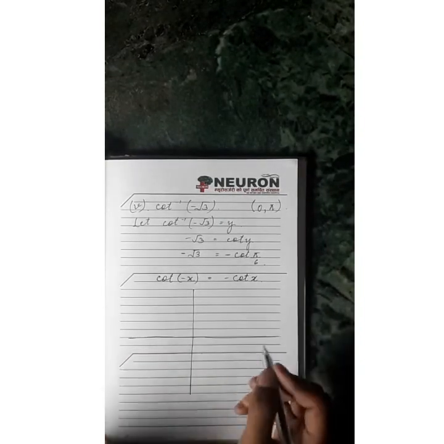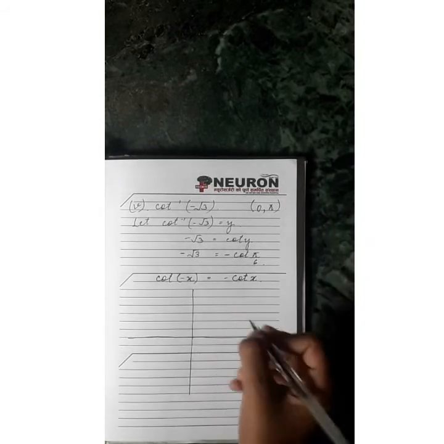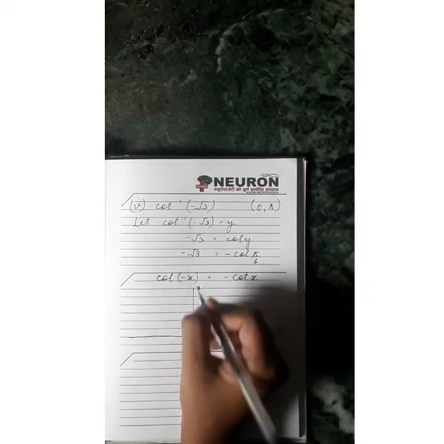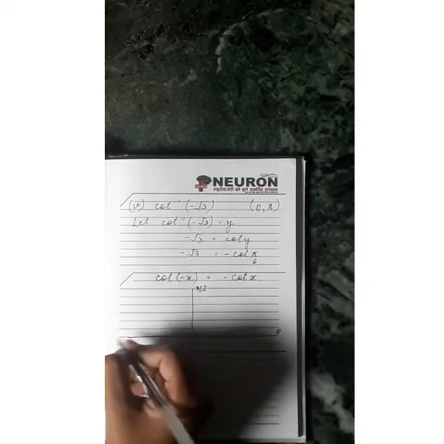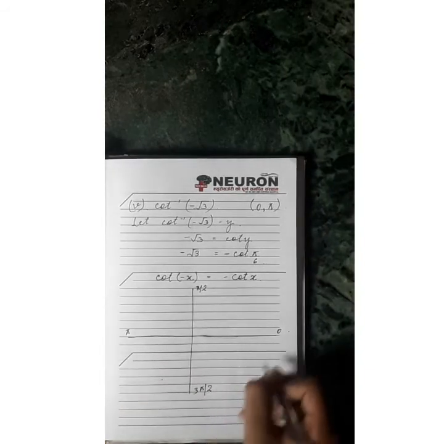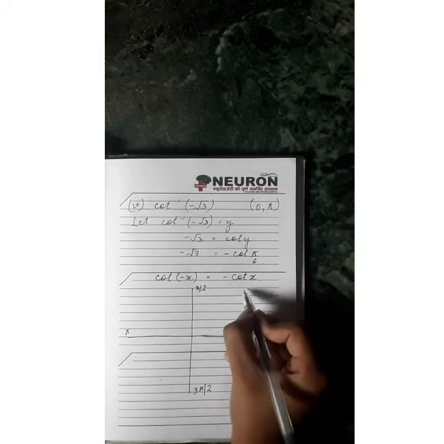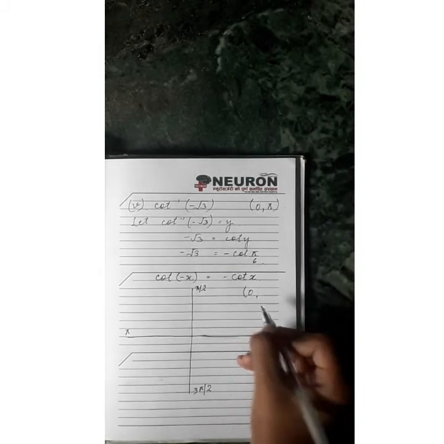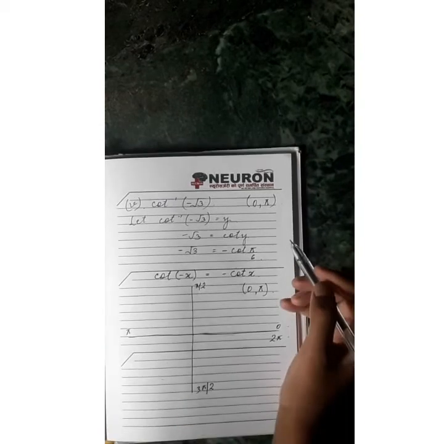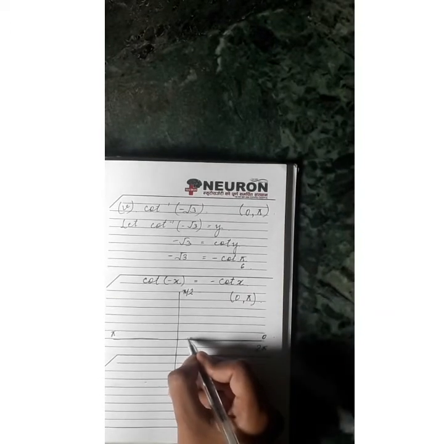This is the graph system for the cot inverse function. So here also, first of all you have to mention the principal value branch of the function that you are taking up. So it is the cot inverse function. It is from 0 to pi, but in this case not including the endpoints.